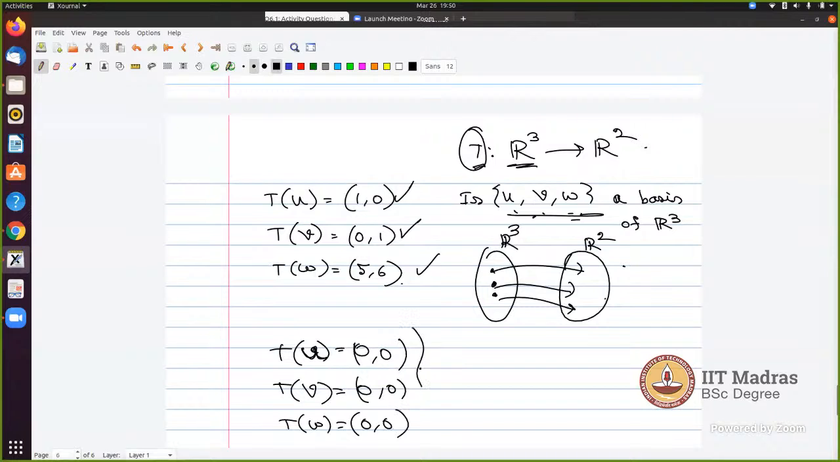This is also a linear transformation, right? Yes, sir. This is a linear transformation, basically the zero transformation. Yes. Okay. Thank you.